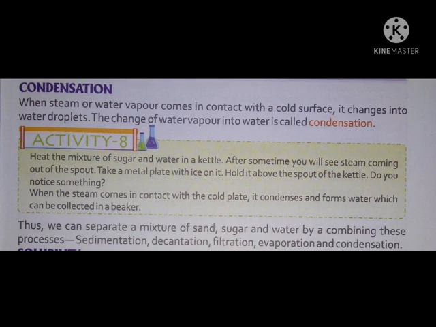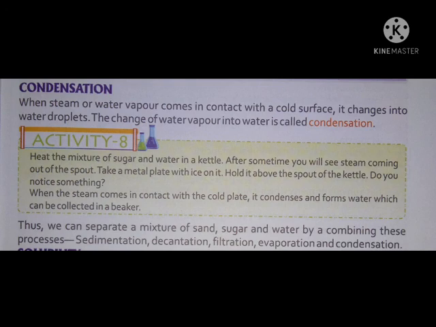Now see activity 8. Heat the mixture of sugar and water in a kettle. We have to use a kettle to heat the mixture of sugar and water. After some time, you will see steam coming out of the spout. Take a metal plate with ice on it. Hold it above the spout of the kettle. Do you notice something? When the steam comes in contact with the cold plate, it condenses and forms water, which can be collected in a beaker.